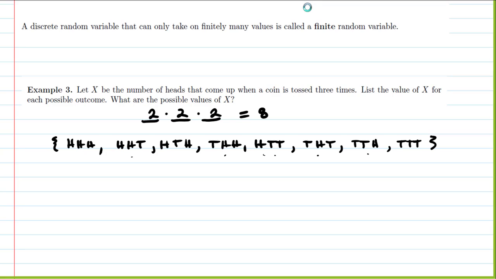That's not the only way you could list them, right? That's just the order I picked to list them in. And remember, with sets, order is unimportant. We just needed to come up with all 8. So these are the outcomes in our space, right?